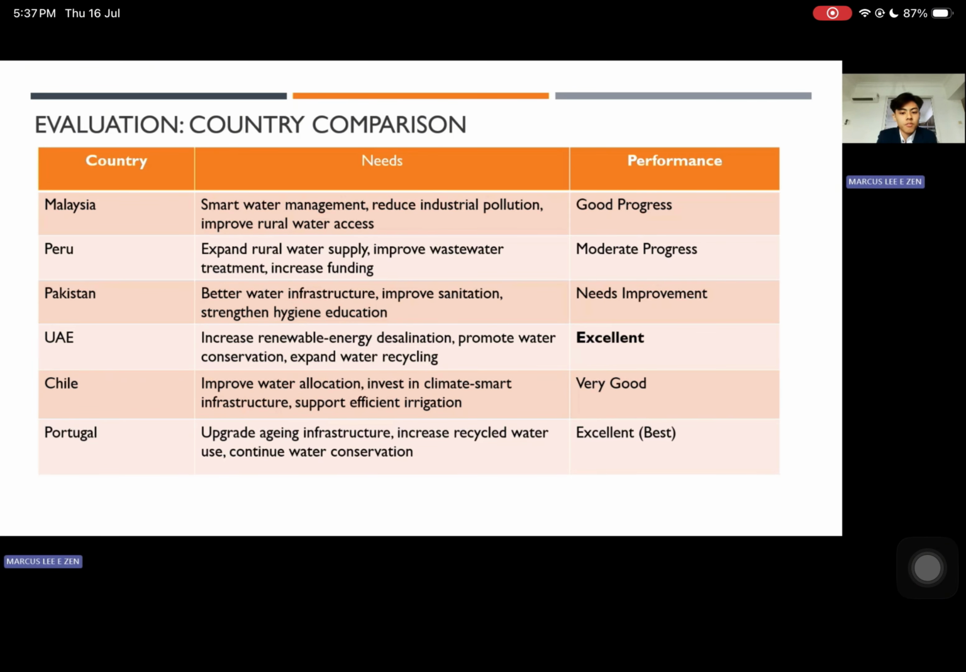In UAE, performance is very excellent because of its advanced desalination and water recycling systems. It should continue investing in renewable energy and encourage water conservation.